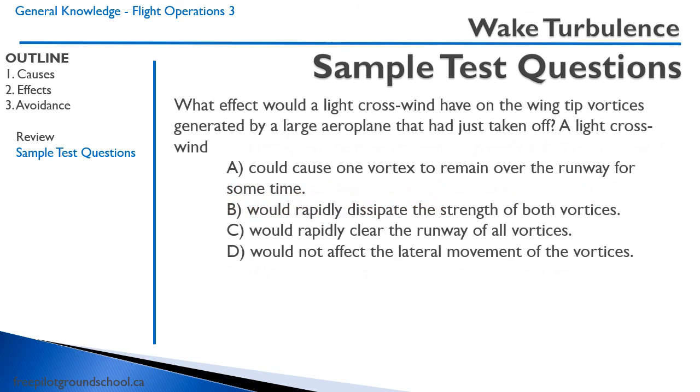What effect would a light crosswind have on the wingtip vortices generated by a large airplane that had just taken off? A light crosswind, A, could cause one vortex to remain over the runway for some time. That's true because the vortices are carried with the wind. B, would rapidly dissipate the strength of both vortices. Nope. C, would rapidly clear the runway of all vortices. No. D, would not affect the lateral movement of the vortices. No, that's not correct. The correct answer is A. One vortex can remain over the runway for some time.